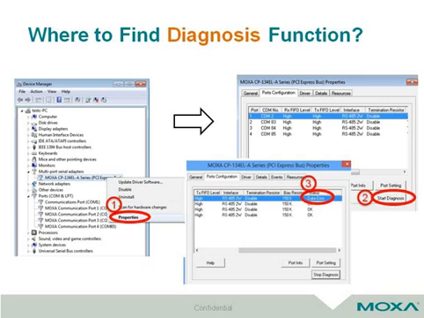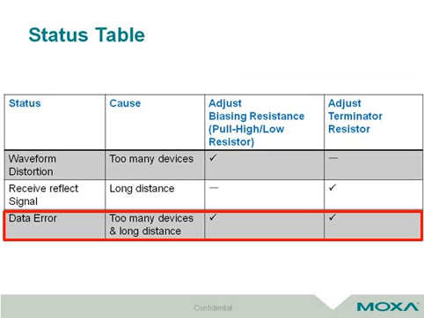It shows data error. But according to the result, how can I adjust the non-MOSA device? When you get the result, how to configure the devices? We provide a table that you can find in the user manual, just like what you see on the screen. Give you an example. If the status is data error, the issue might be caused by too many devices on the bus or long distance. You can try to adjust biasing resistance or terminator resistor in the device to improve the network.